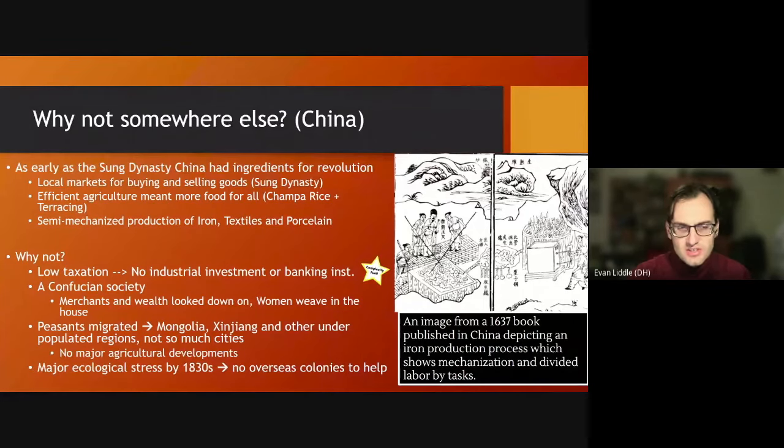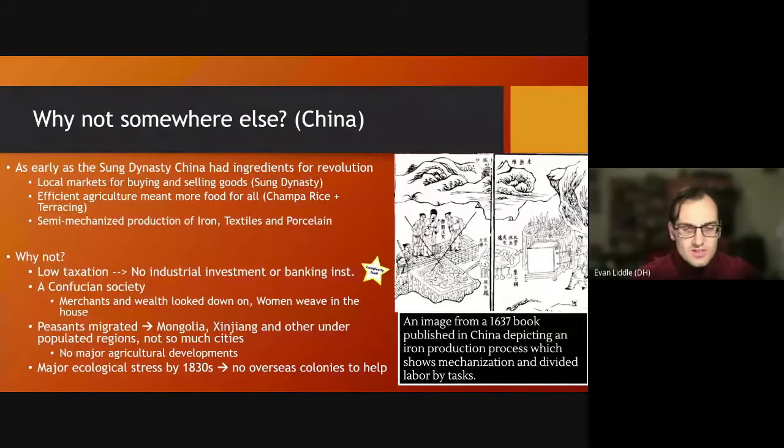As early as the Song dynasty, China had the ingredients necessary for an industrial revolution. Things like localized markets for buying and selling goods, efficient agriculture meant more food for all and a surplus population. There are documents that demonstrate semi or fully mechanized production of iron, textiles, porcelain, which include things such as the division of labor and the centralization of work, as can be seen from this excerpt of a manuscript over here from the Ming Dynasty. If Imperial China had a number of these factors, why no Industrial Revolution?